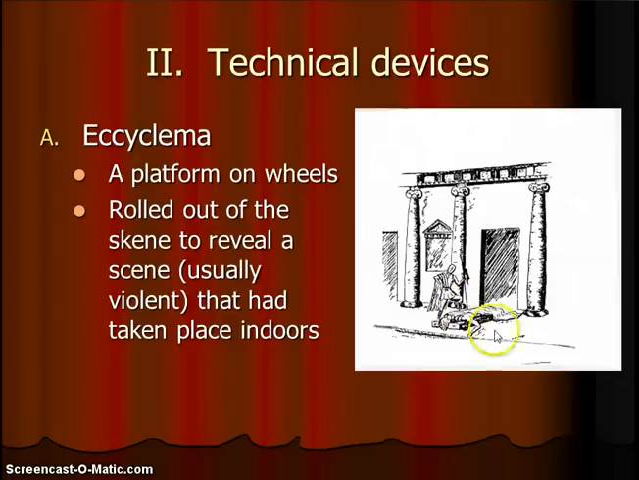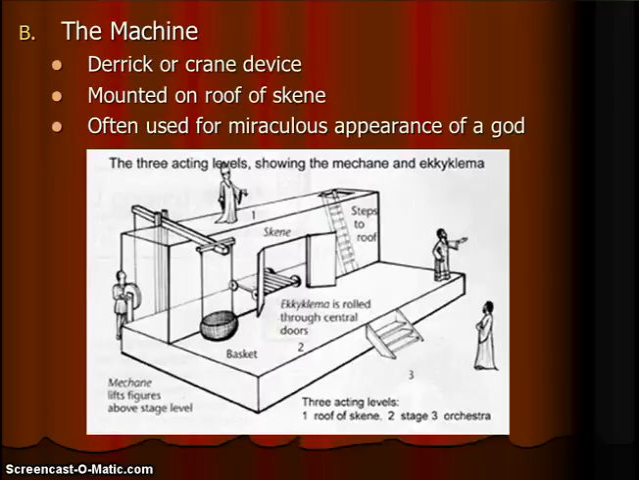This scene right here is depicting the death of Agamemnon. So after he was killed by Aegisthus, he comes out and his body is laying across the ekkyklema. They did this because they did not use things like fake blood, and not often. They didn't usually present something that was that gory. So it had taken place indoors, and then they reveal it to the audience in this way.